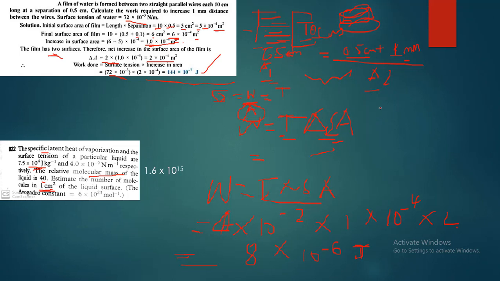So we know kwamba latent heat of vaporization ni sawa sana heat energy divided by mass. So to get the mass ni sawa sana energy divided by latent heat. So energy tulionayo ni work done 8 times 10 power negative 6 joules na the latent heat of vaporization tulionayo ni 7.5 times 10 power 4 joules per kilogram, inapanda juu kilogram. So this is our mass.